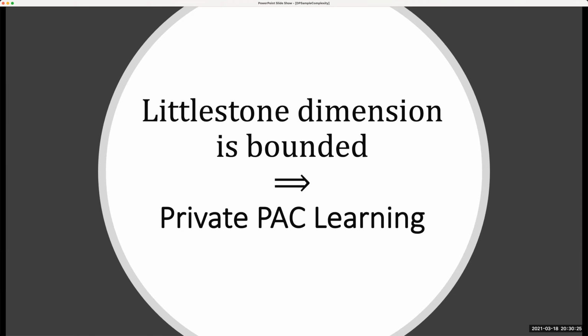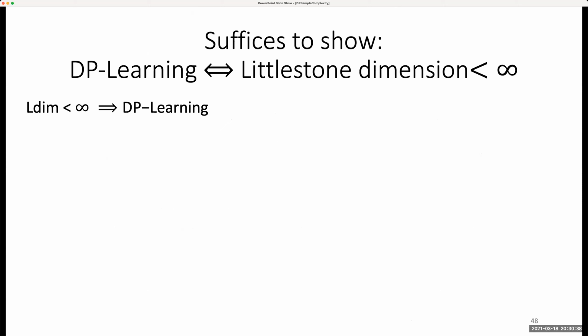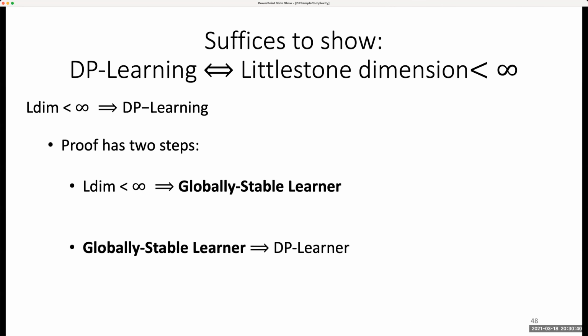Okay, so now I want to discuss how you prove that online learnability implies private learnability, right? So we're given a class with a bounded Littlestone dimension. How can we privately PAC learn it? So the proof here has 2 steps. First we show that if the class has a finite Littlestone dimension, or more precisely, if we have an online learning algorithm for this class, then we can convert this online learning algorithm to something we call a globally stable PAC learner.